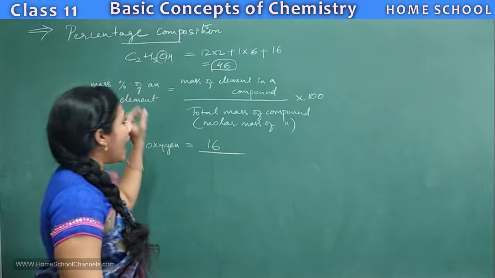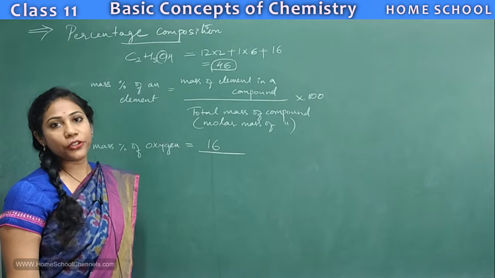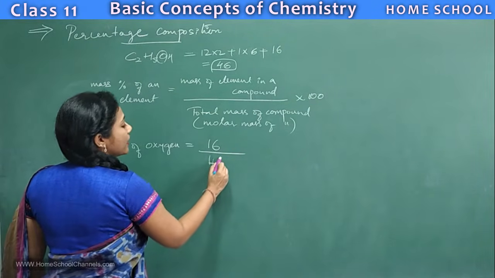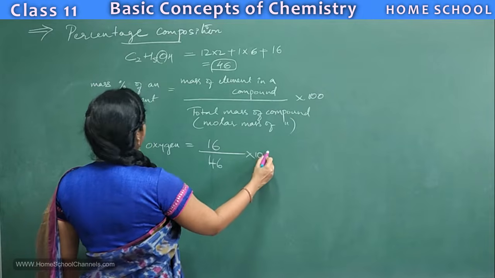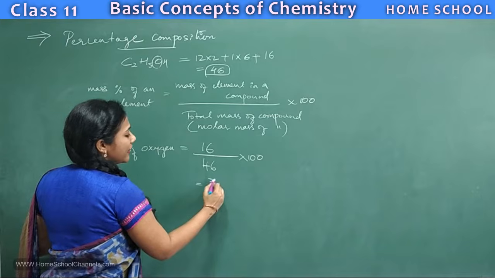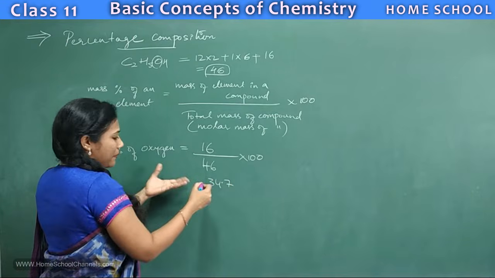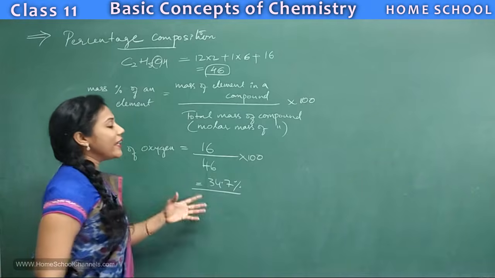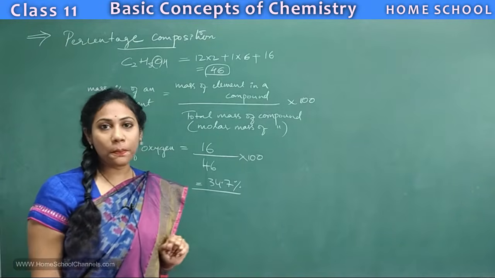Isn't it? So that 46 you have to substitute in the denominator. So 16 divided by 46 into 100 you have to do. So how much do you get? You would get around 34.7. Say, I'm just putting approximate figures here, right? Say, this is the way of calculating percentage composition.